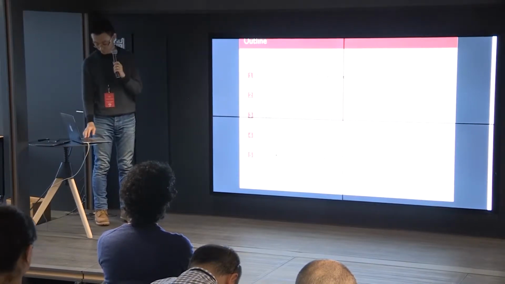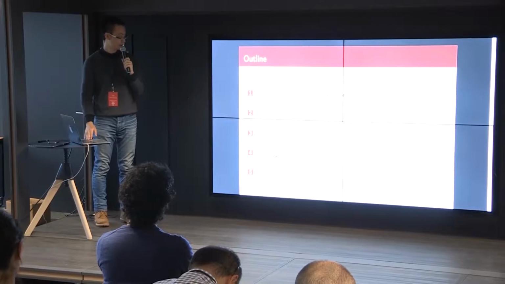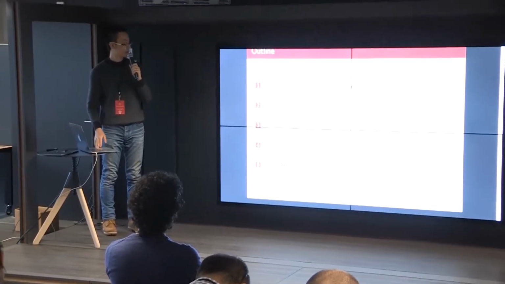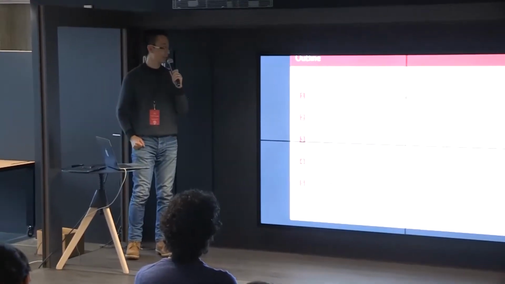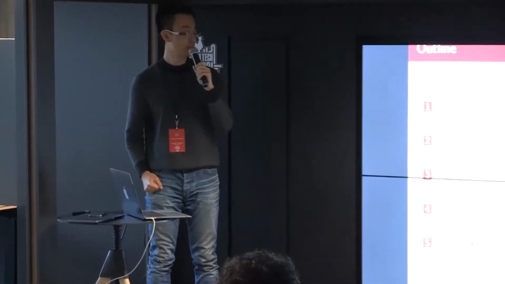So here is an overview of my talk. First of all, I'm going to talk about the problem definition. And then I'll introduce our dataset, which enables training an end-to-end neural system. And then I'll talk about the model. And lastly, I'll talk about the experiments we conducted.